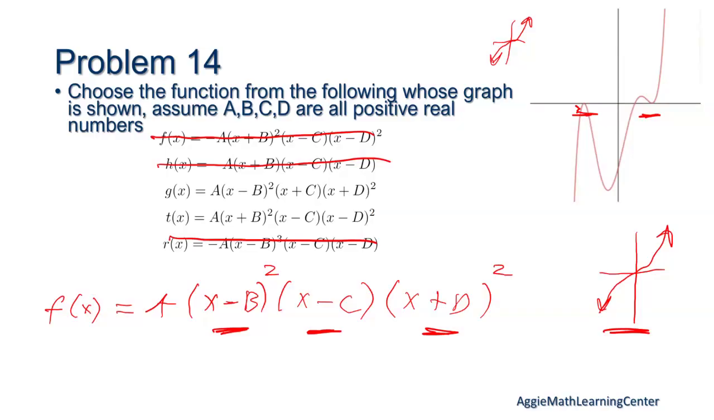Okay, so now that we have that, now we can look through these and see which ones look the closest. So this first one, you can see it says a(x minus b) squared, which looks similar, but then they have an (x plus c) and an (x plus d) squared. So what that's saying is that 2 of your intercepts are going to be on the negative side of the graph, which is not what this graph has.